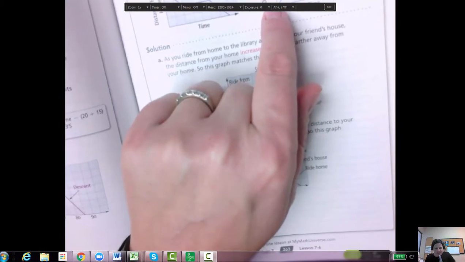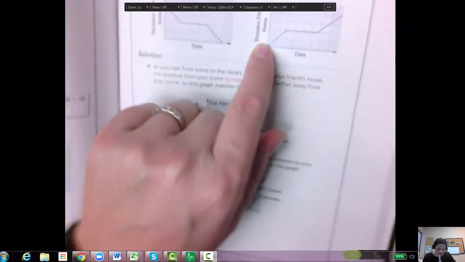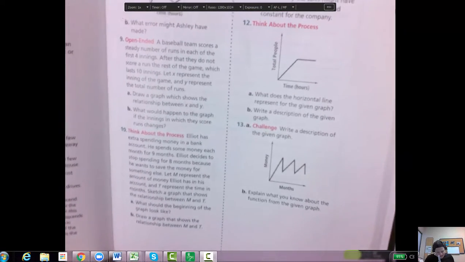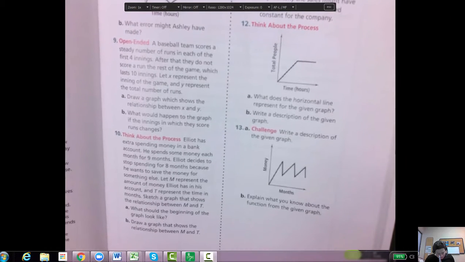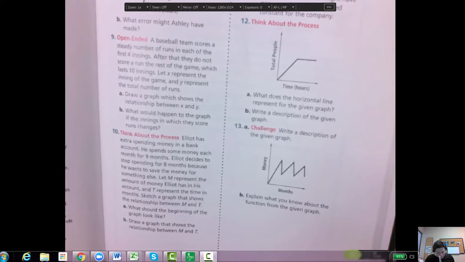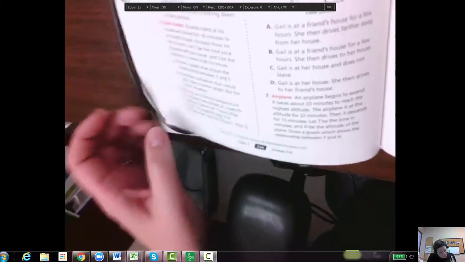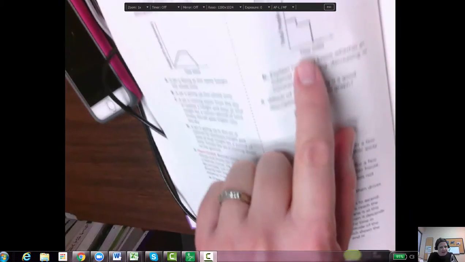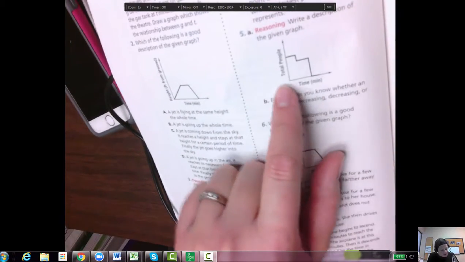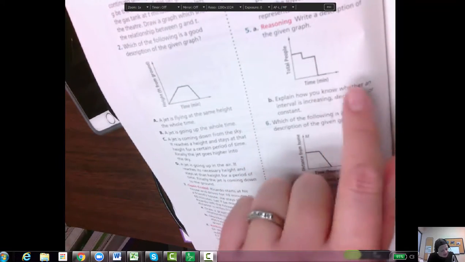In Math Excel, when you do these, make sure you read that we're talking about the distance from home on the left side of your graph versus time, because they give you the graphs. That will help you with the problem. For example, this one has total people, and it was going down, down, and then versus our time. So you know what they're talking about.